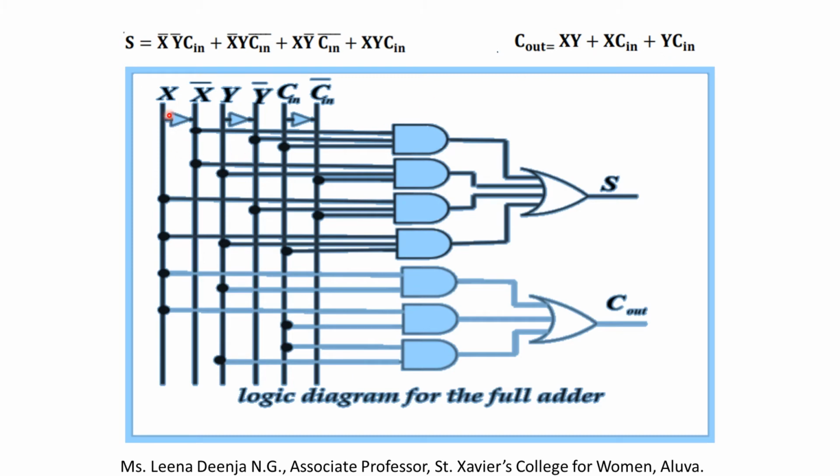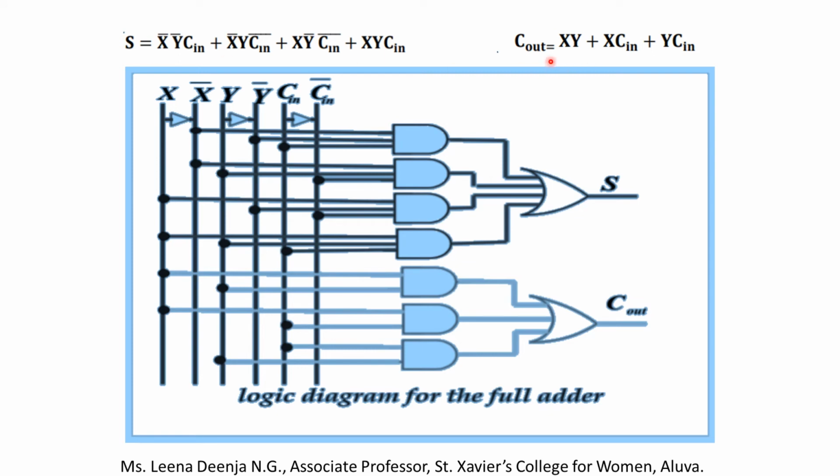So here the inputs are X, Y and C in. By connecting NOT gates to these inputs, we get X bar, Y bar and C in bar. Then take 4 AND gates. Here the inputs given as X bar, Y bar and C in. Then we get the output X bar Y bar C in. For the second one, inputs given as X bar, Y and C in bar. Then we get the second term. Then if we give the inputs like this, here we get the third term. Then for the fourth AND gate, the inputs are X, Y and C in. So the outputs of these 4 AND gates are given as the inputs for the OR gate. Then we get the output as this sum.